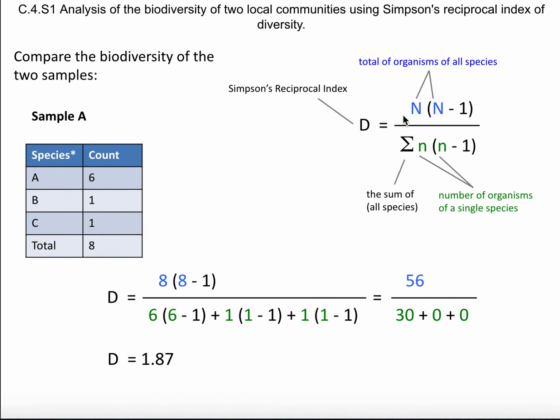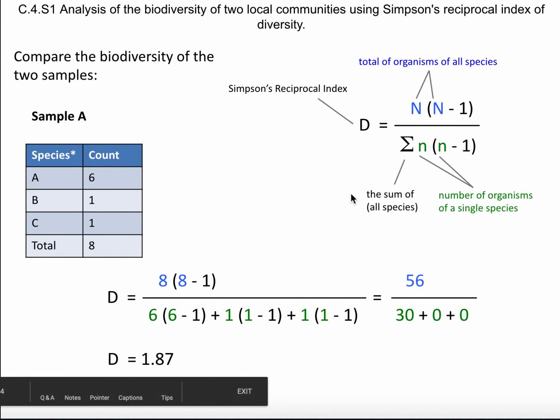First, you're going to do the total number of organisms, representing N. You can see here the total number is 8. So 8 minus 1 is 7, times 8. That's going to give you 56. Then you have to do this for each of the species here.